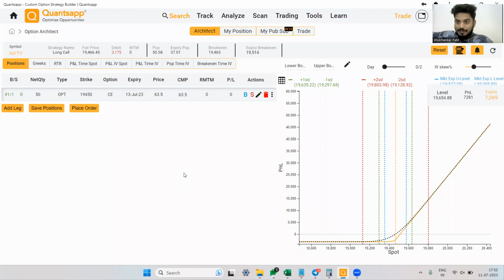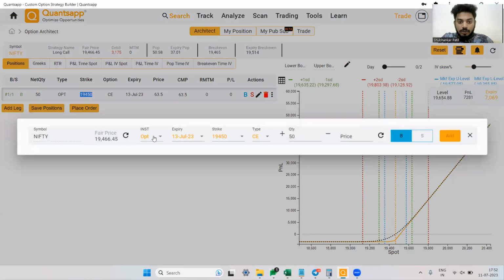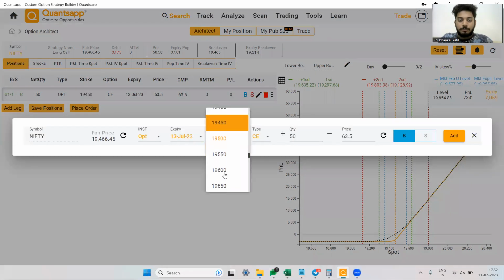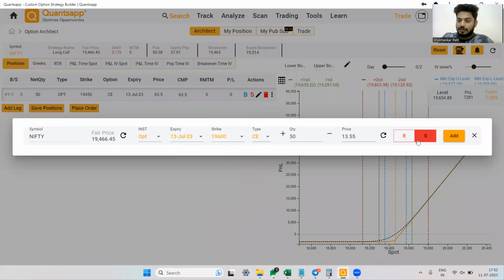on a much higher delta strike price. So say for instance, I have bought 19,450 strike price call option. So for me to convert this strategy into a bull call spread, I need to choose strike prices above 19,500, either 19,500 or above that. So now let's say I am creating a strategy using 19,600 strike price call option. Now what I will do, I will sell this call option.